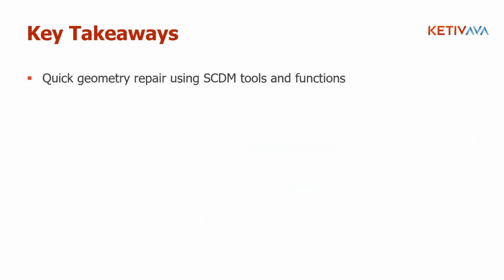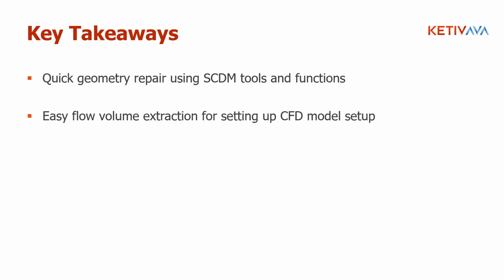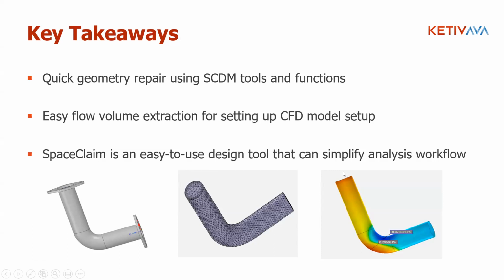So with that, let me just summarize the key takeaways from today's AVA. One, SpaceClaim is a very quick 3D tool for doing geometry repair and geometry modification without storing a history of all the modifications that you made. It can be easily used for extracting your flow volume from complicated geometry, as we saw in the case of the turbocharger. And lastly, you can simplify your overall workflow and cut back on the time that you spend on correcting your CAD model, cleaning it up, fixing the leaks, etc., by using some automated functions in SpaceClaim.